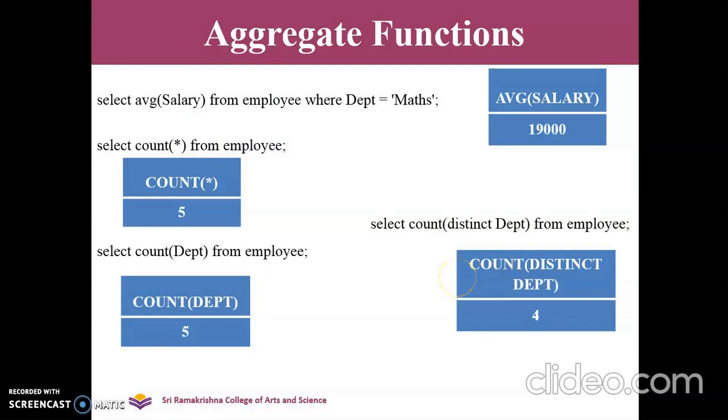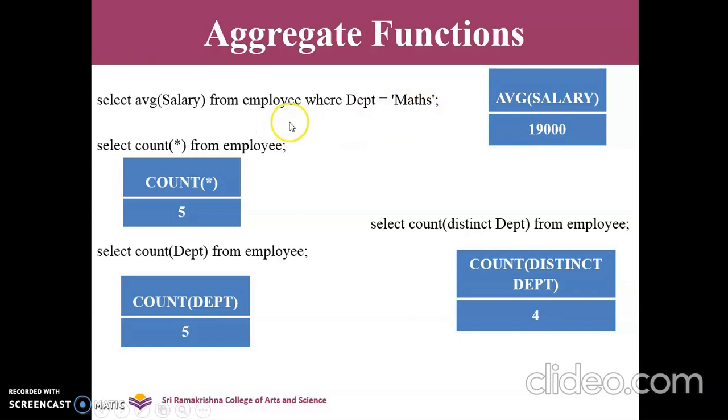We can also add some more restriction on this aggregation function. We can make use of the where condition. This where condition is used to apply some more restriction on that particular result. So for example, here I am giving select average of salary from employee where department equal to maths. This particular function displays the average salary of the maths department alone. So it will give the output like this.